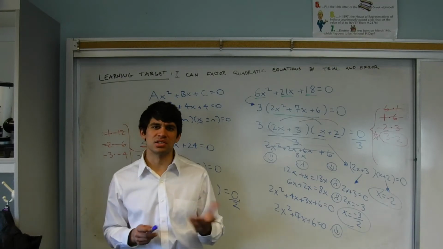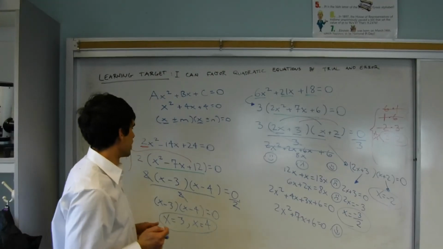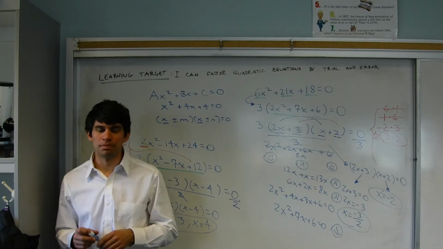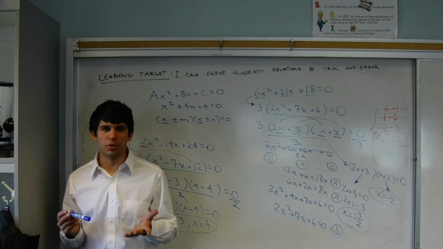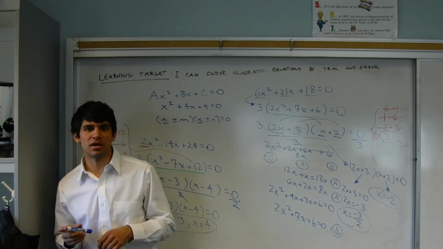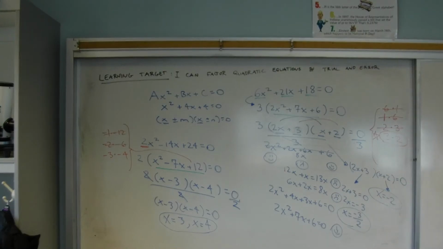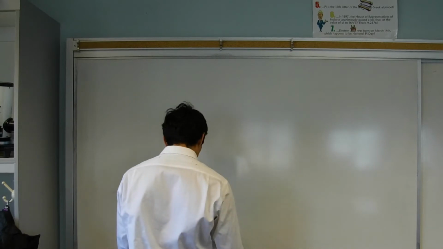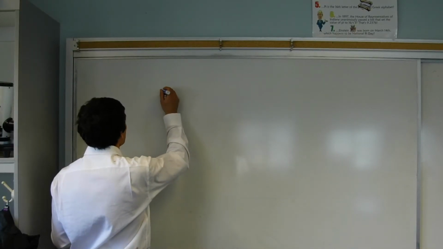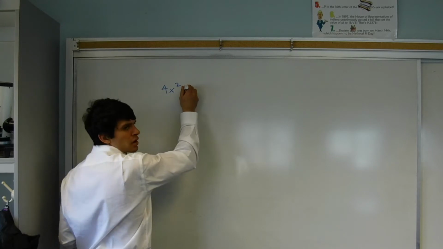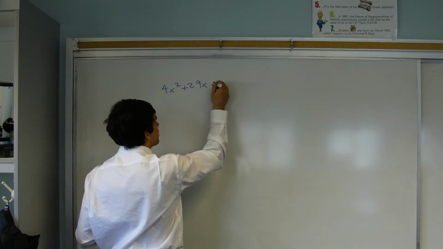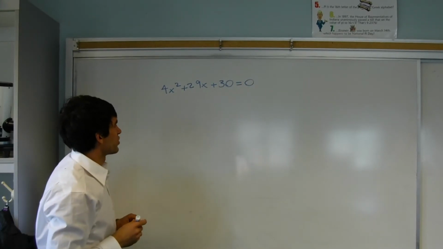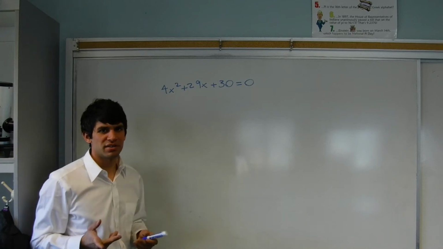So as you can see, this is quite a bit more complicated than the simpler factoring problems that we've been doing earlier. So I wanted to do one more example of a problem like this. So let's do 4x squared plus 29x plus 30 is equal to 0. This problem looks extremely daunting at first glance.